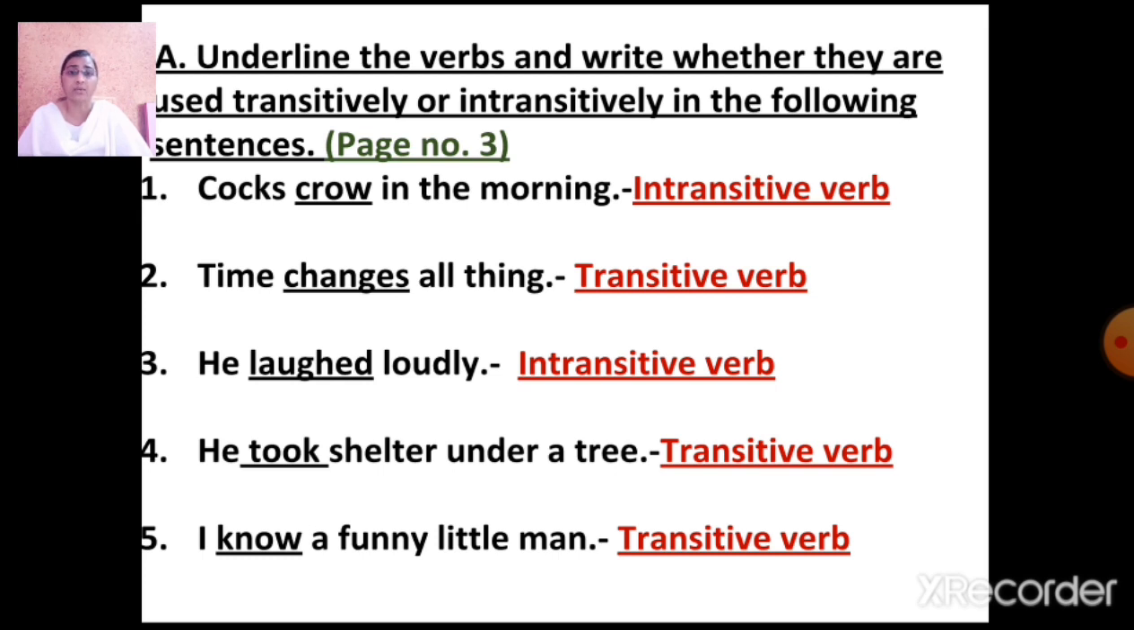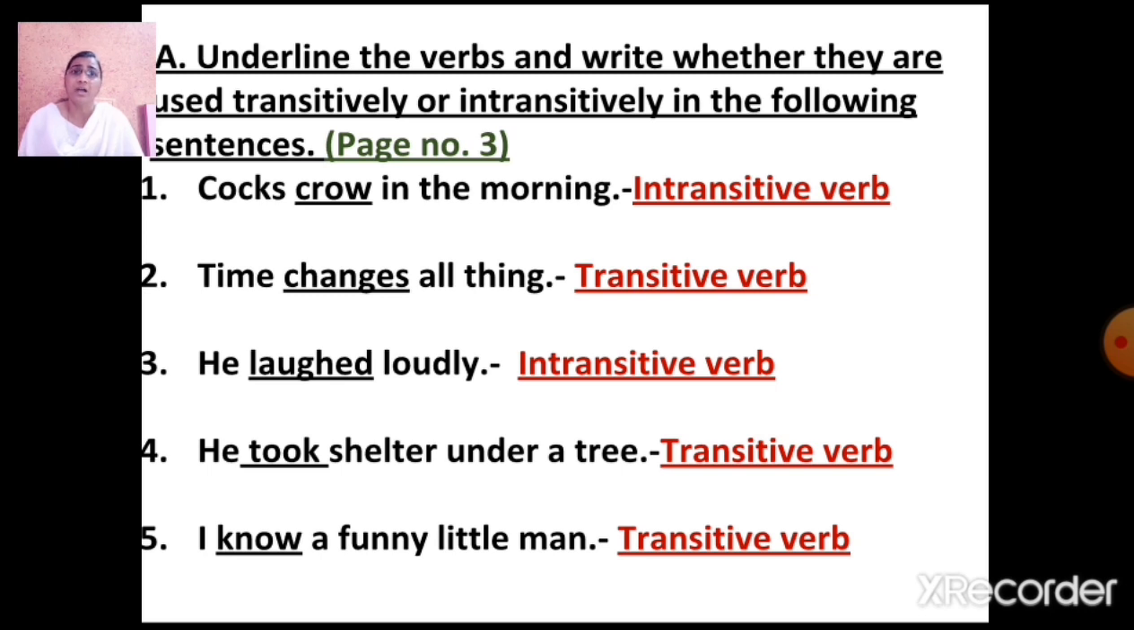Alright, now let's move towards the next sentence. Time changes all things. Now here, the verb is changes. So underline that. Now ask the question, changes what? And we get the answer, all things. So this sentence has a transitive verb. Keep on writing, students. Alright, now let's move ahead.